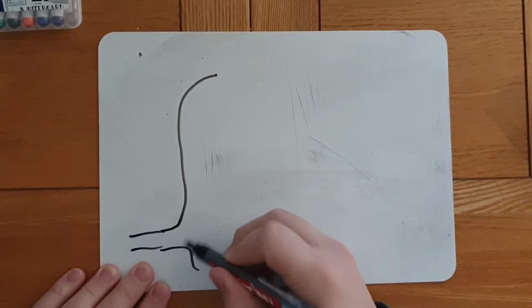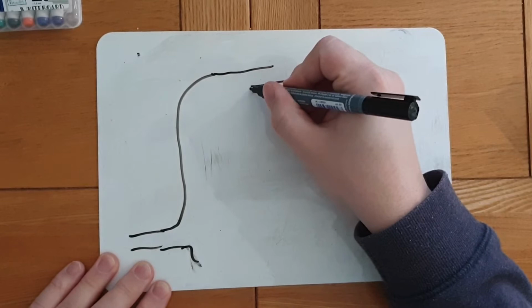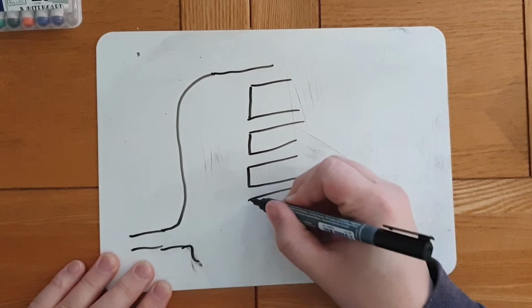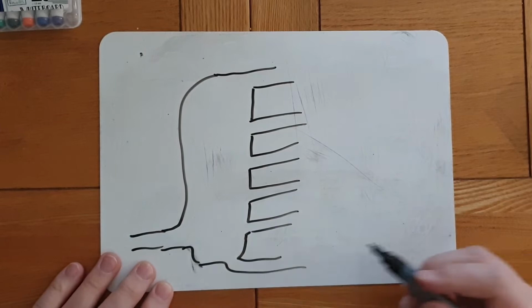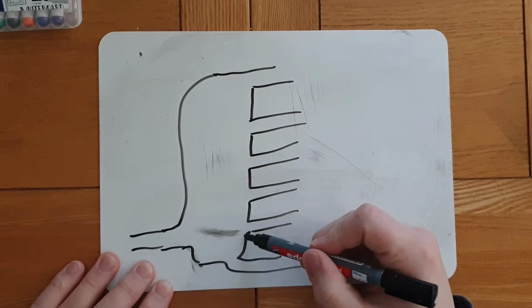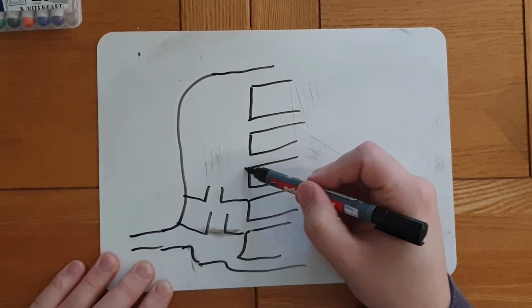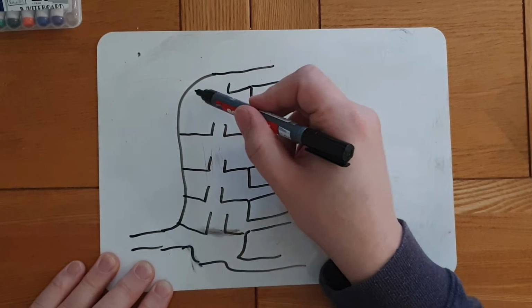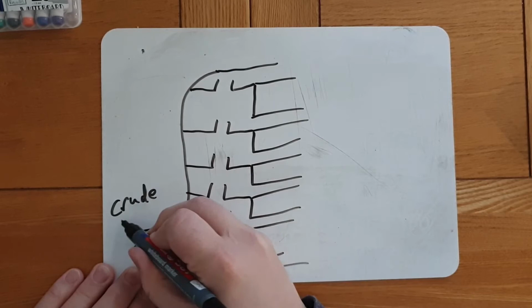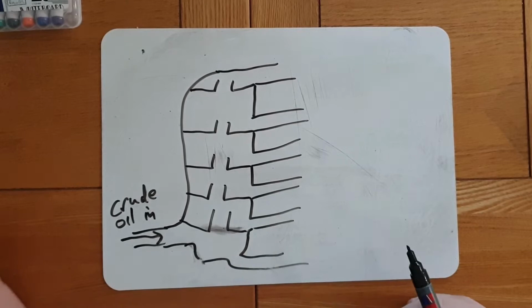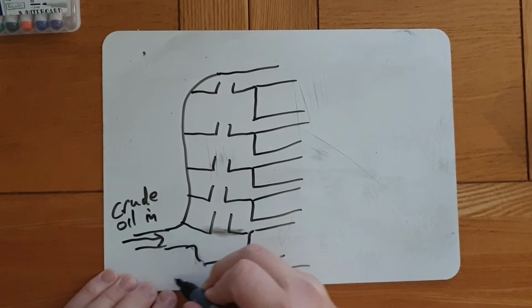And then we've got petrol, kerosene, diesel, fuel oil, and then one at the bottom. So you've got all the different layers, different levels. This is like the worst diagram ever, but crude oil comes in this pipe, heat it up, boil it all, and this whole column is much hotter at the top. It's hotter at the bottom, it's cooler at the top.